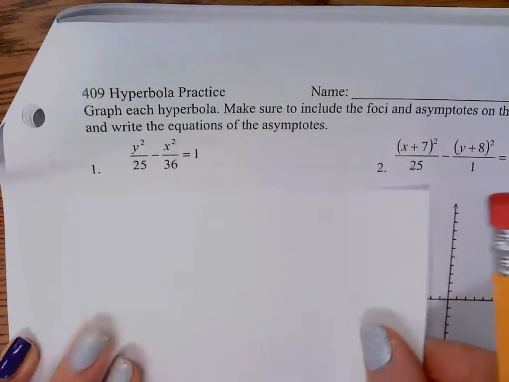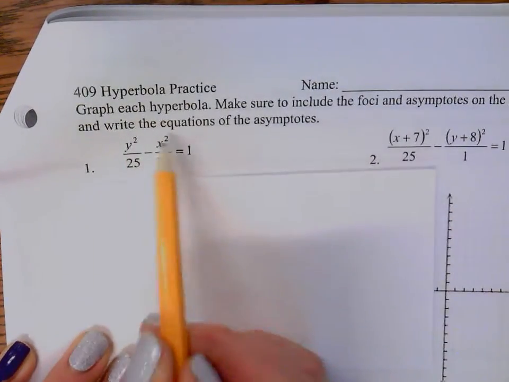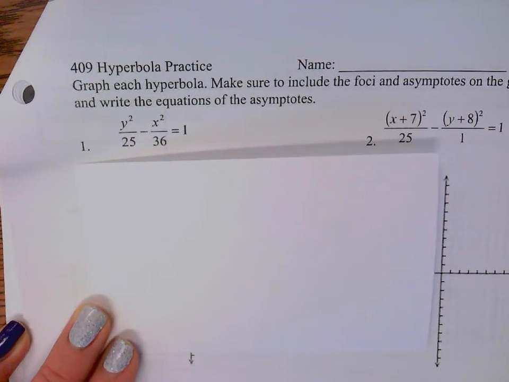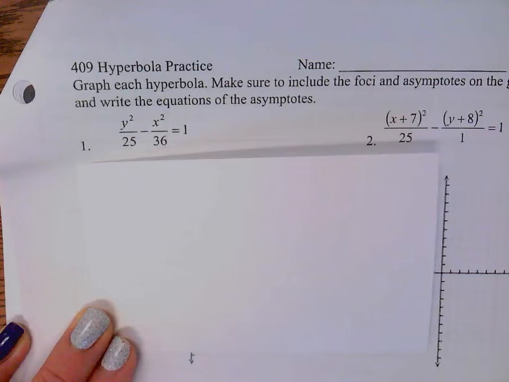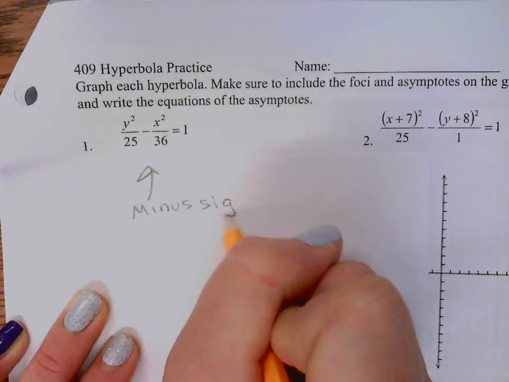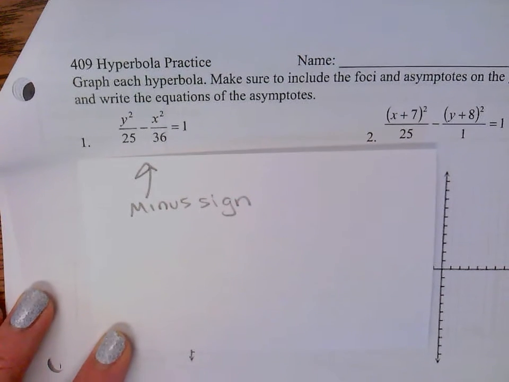What's different about a hyperbola equation than an ellipse equation? You don't have to write this down, but what's different about the equation? Right, there's a minus sign. So that's something that's different. What's different about how you find A and B for a hyperbola than for an ellipse?